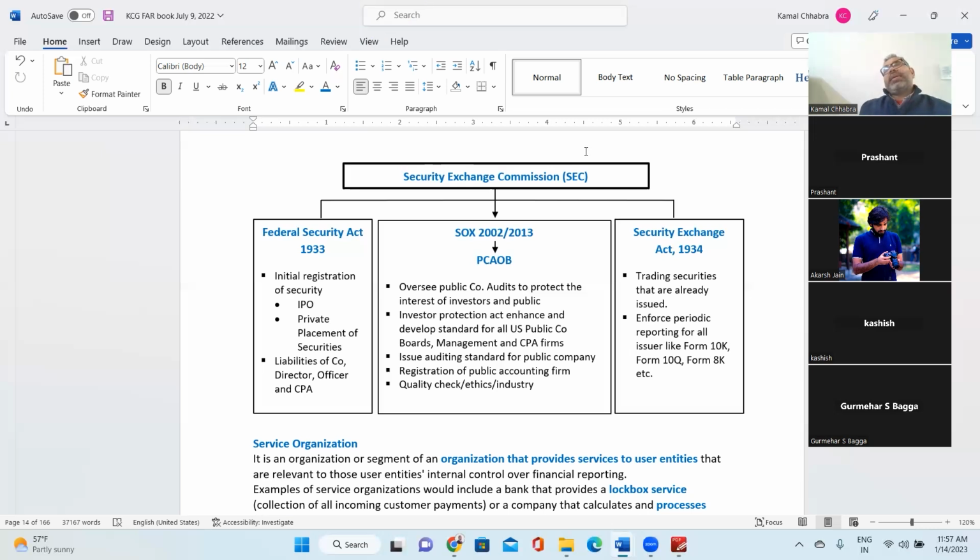So the SOX Act formed a body called PCAOB to regulate. To regulate whom? Any idea? The CPAs, basically the auditors. So CPAs are afraid of PCAOB and the companies are afraid of the SEC.